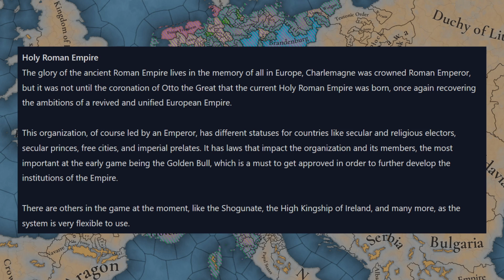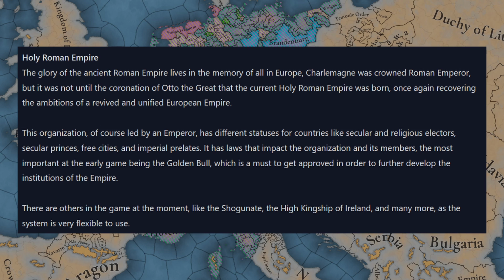It does look like though there is potentially a way to delay it or maybe even not have it happen, which will be interesting. I guess there'd be the HRE, but it would never have any real kind of internal structure to it. So we'll see. Obviously, again, we'll get more information about this in the future. There are others in the game at the moment, such as the Shogunate, the High Kingdom of Ireland, and many more, as the system is very flexible to use.